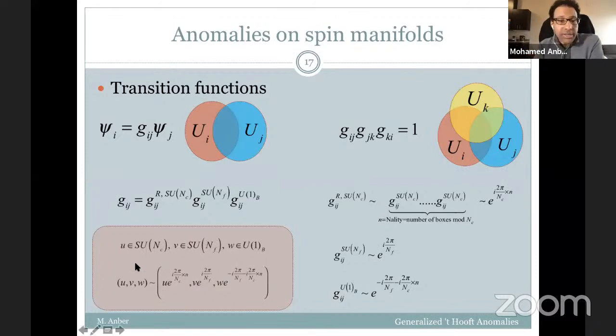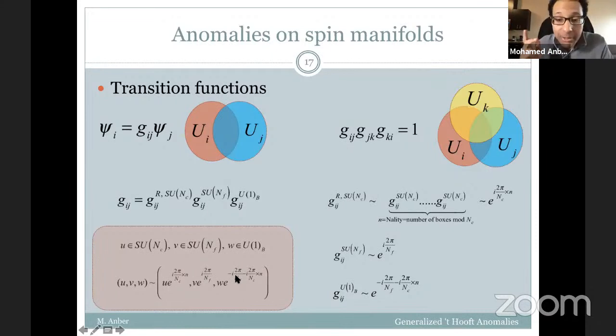In other words, I can say the following. Let us take 3 elements, U, V, and W, that belong to SU(N_C), SU(N_F), and U(1) baryon. And then I am doing the following identification. I am identifying U with a center element of the color group, and I am identifying V with a center element of the flavor group, and then I am identifying W with this phase here.